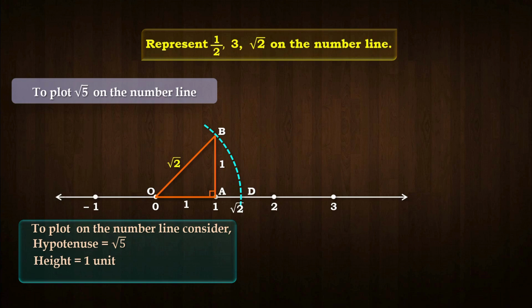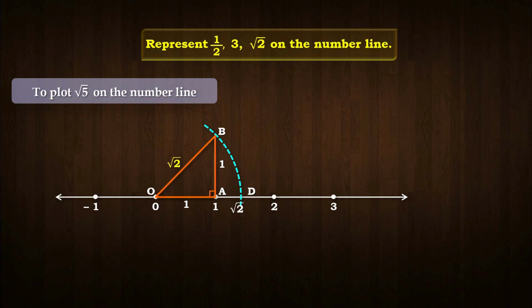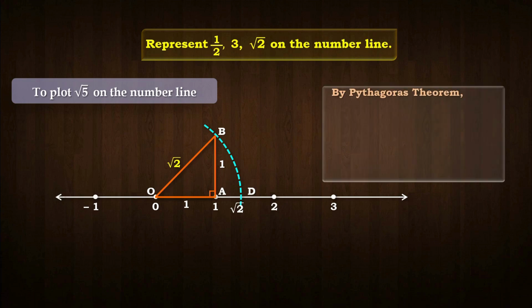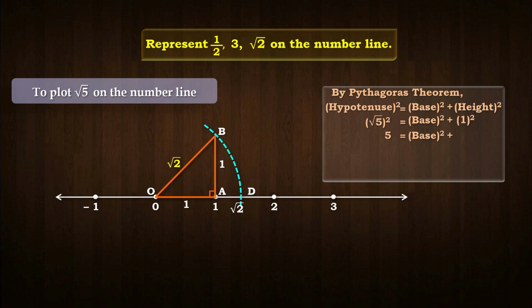So height is 1 and we need to consider the base. So we need to find out what will be the base. So we will keep the height as 1, but we need to find the base value. So let us take a look at the Pythagoras theorem. What will be the base value? Hypotenuse square equal to base square plus height square. So hypotenuse we have considered as root 5. So root 5 square equal to base square plus height we have considered as 1. So 5 equal to base square plus 1. So that means base square equal to 5 minus 1. So base square equal to, that means 4. So base equal to 2.